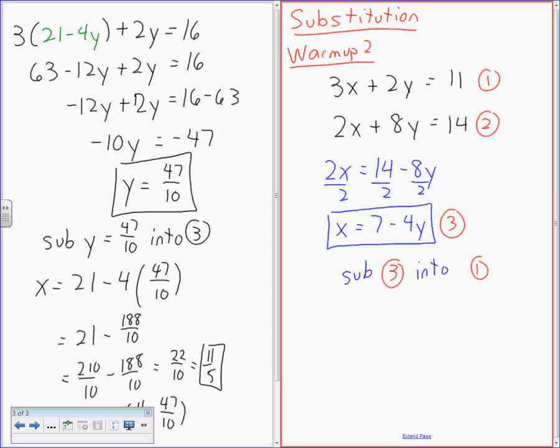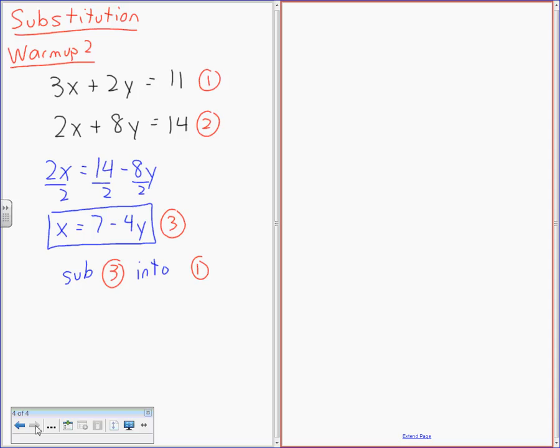All right. Bailey, can you tell me what's next, please? Go ahead. 3. Yeah. 7 times 4y. Yeah. 5. Yeah. Great. Right hand, can you continue, please? 21 minus 12y plus 2y equals 11. Great.